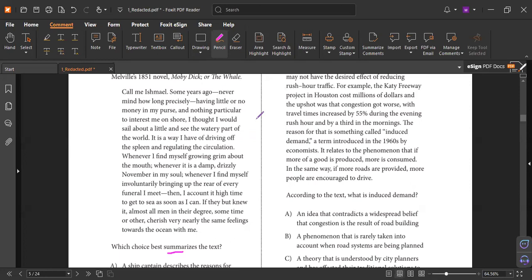Any information to say why? You can find the words because, due to, owing to. Whenever. No, wait.